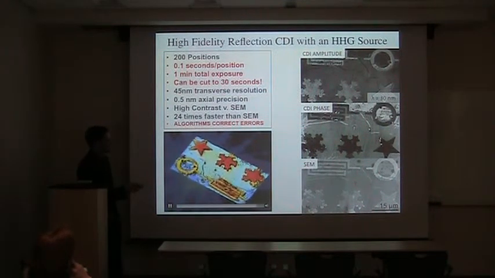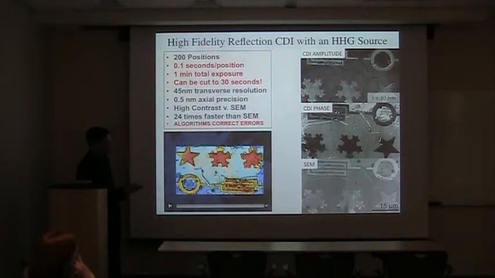One thing that's nice to look at is that the contrast mechanism in CDI is quite nice. So if we look at this area of the sample, and then we look at the SEM, you can't even really make out the same features here, but they're very visible here. So just due to the contrast mechanism in coherent diffractive imaging, we get very good looking images.